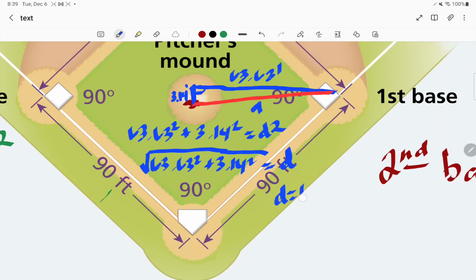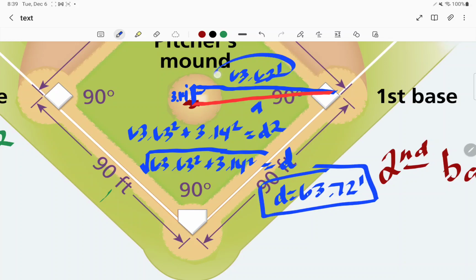63.72 or 73 feet. So you notice it's almost equal to halfway, but since he's 3 feet away from halfway, it's going to be just a little bit further, like 1/4 of a foot further. Not much further, but a little bit further for him to throw it.